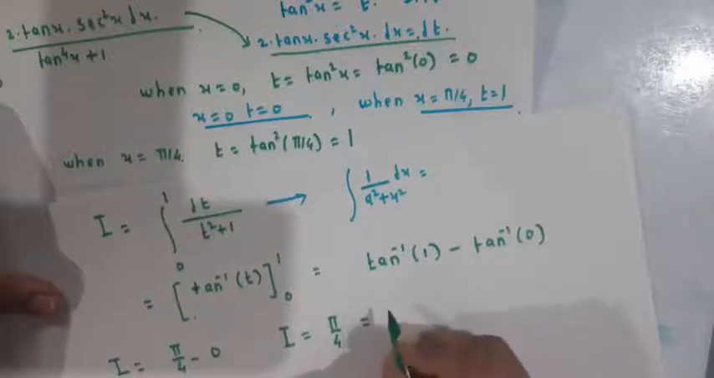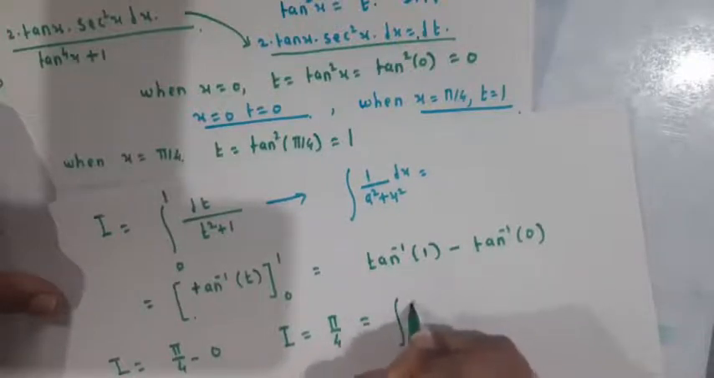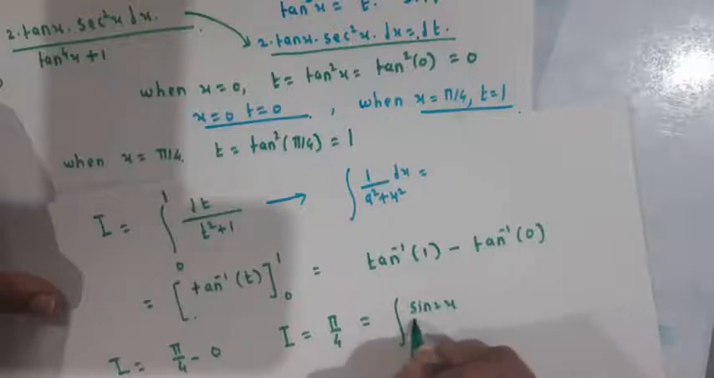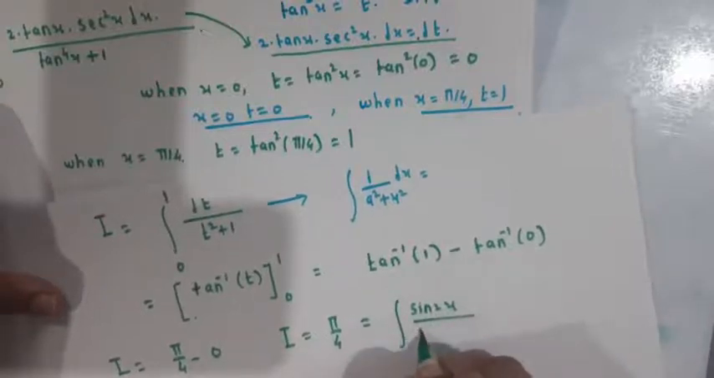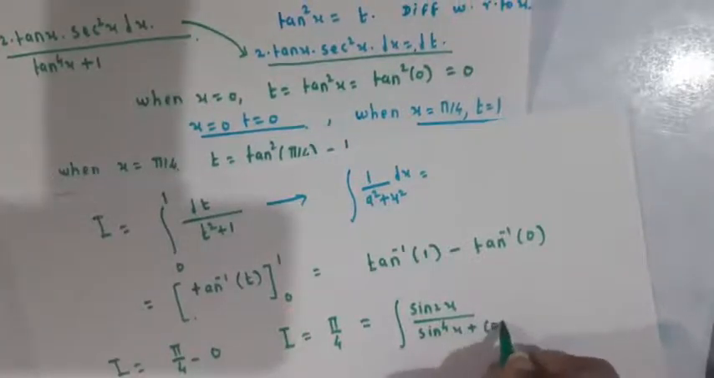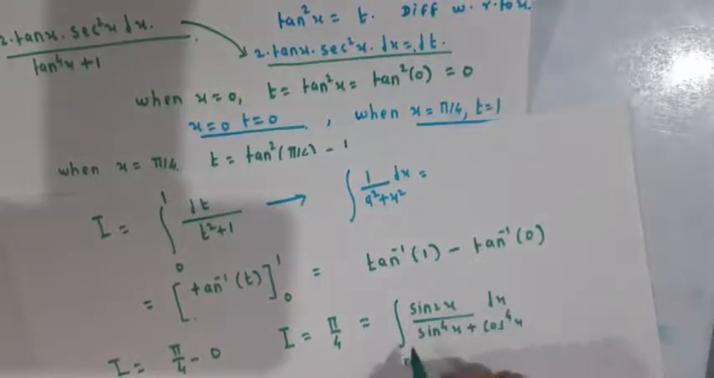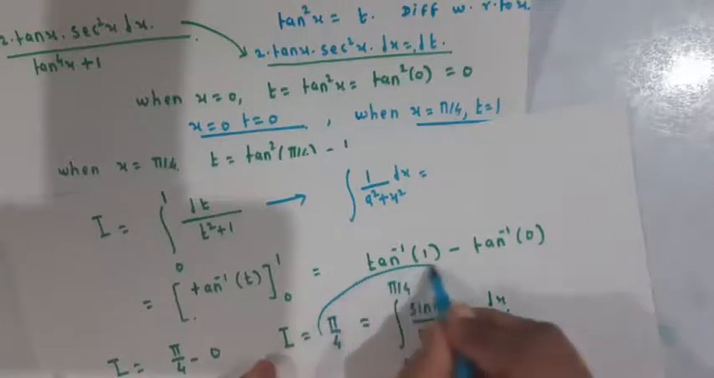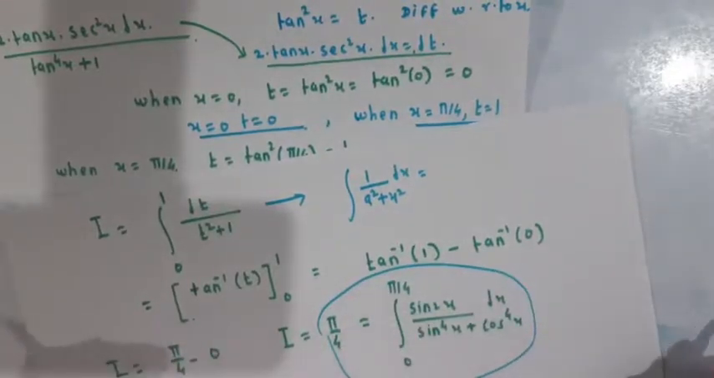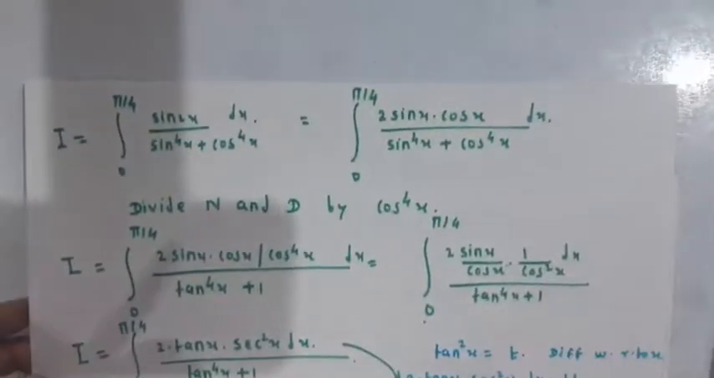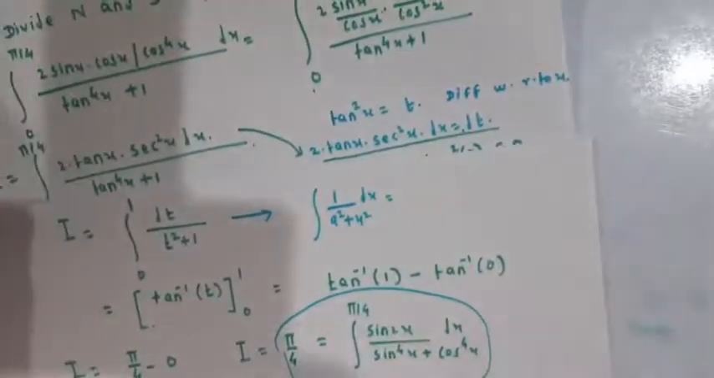And this is the integration of sin 2x upon sin^4 x plus cos^4 x with respect to x, with limit of integration 0 to pi by 4, and this is the solution for the problem. Students, in this way we have to solve the problems. Now the remaining problems we will continue in the next lecture.